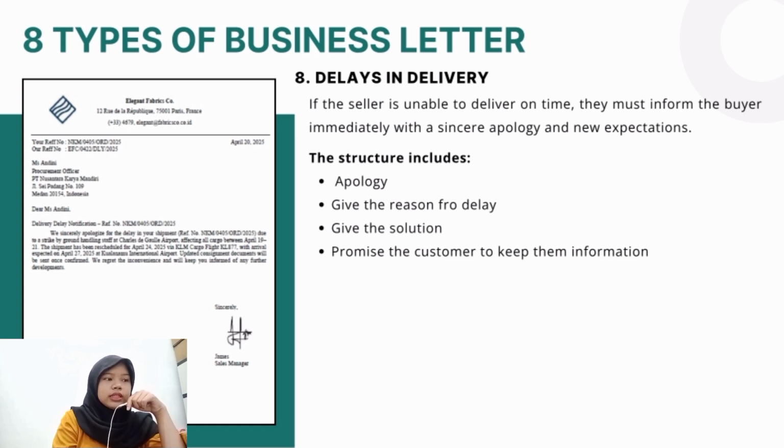The eighth letter is delays in delivery. If the seller is unable to deliver on time, they must inform the buyer immediately, with a sincere apology and new expectation. The structure includes apologize, give the reason for delay, give the solution, and promise the customer to keep them informed.